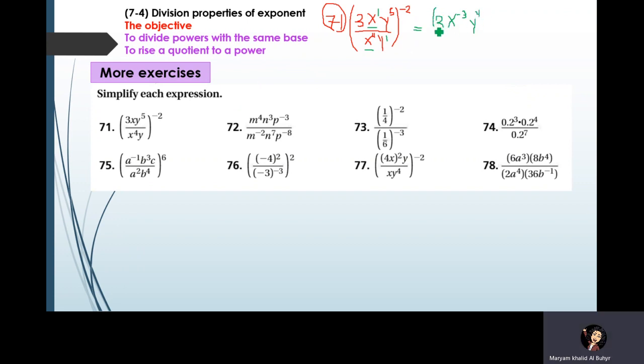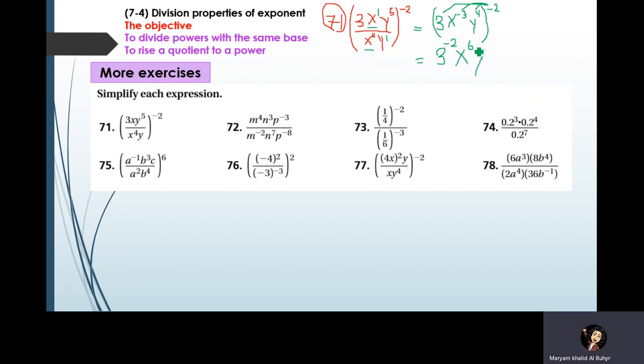Remember, all this to the power negative 2. I have not done anything to the previous part; I just distribute your power for all of them. After you distribute, you will get 3 to the power negative 2. Then negative 3 times negative 2, once you multiply, gives x to the power positive 6.